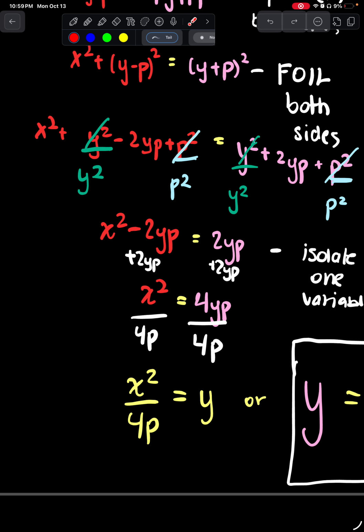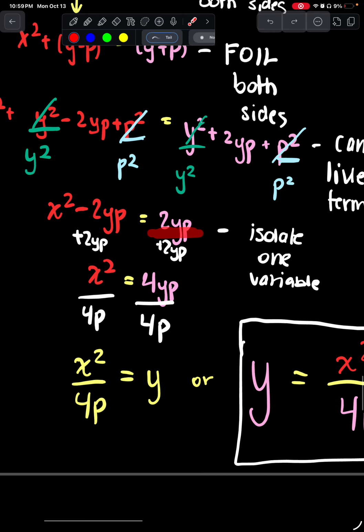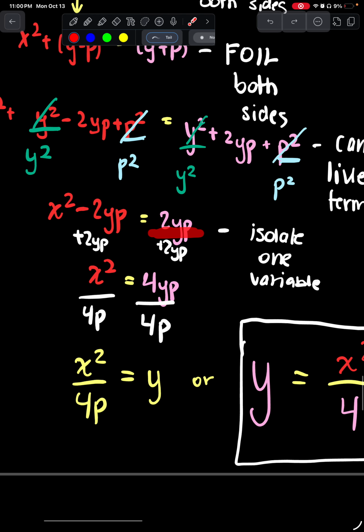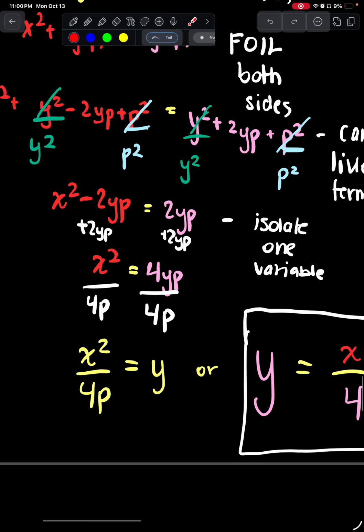x squared minus 2yp is equal to 2yp on this side. Whenever you have a system of equations or something, you're always trying to isolate one variable. So here, let's say we just do x because it's simple. We add 2yp to both sides like this. That leaves us with x squared is equal to 4yp only.